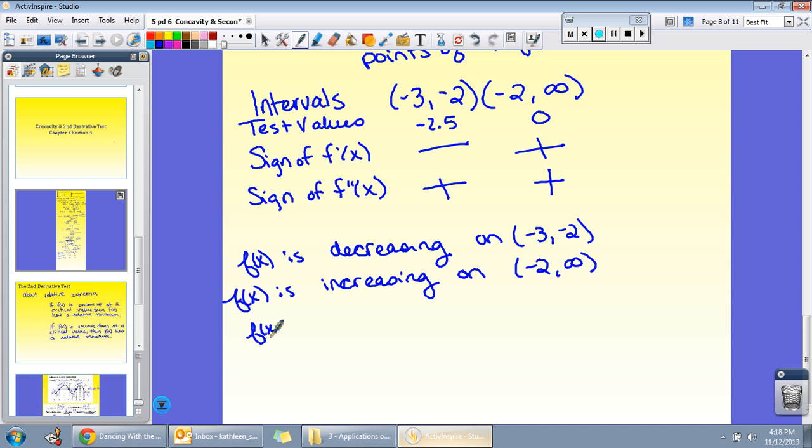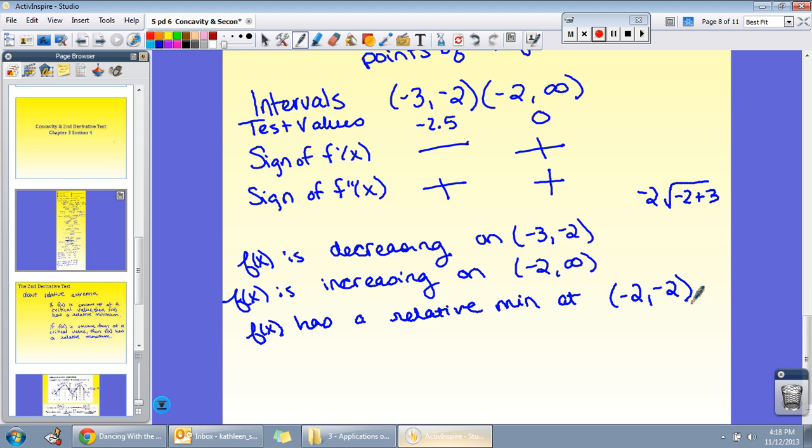We also know that f of x has a relative... What happens when you change from negative to positive slope? That's right, relative minimum. So we have a relative minimum at x equals -2. We really should find the point though, so we've got -2, and then when you plug that into our original, let's see, it should also be -2. And then there is no relative max because the derivative never changes from positive to negative.